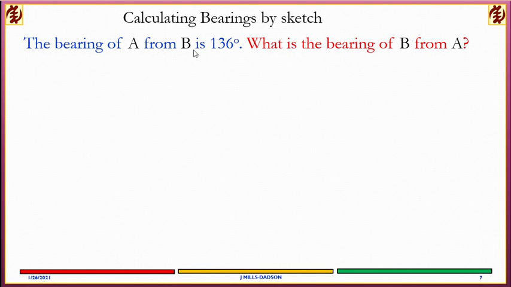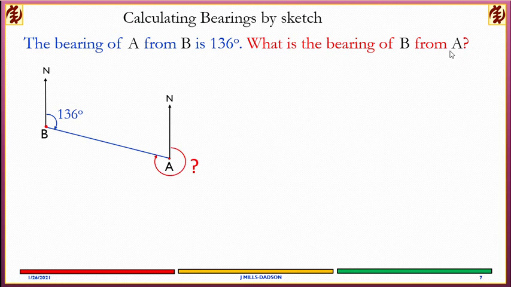A from B means B to A. So we start with point B and we create an obtuse angle of 136. It's a sketch, doesn't have to be perfect. So you know this is an obtuse angle. So this is your B, this is your obtuse angle, and that's where A is. So if you want to know A to B, create your north line on A, and you need to calculate this angle. That's what you're supposed to work out. This 136 is B to A. So you're now going to work out A to B, which is B from A.